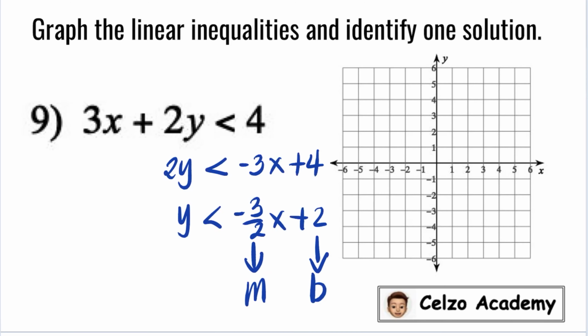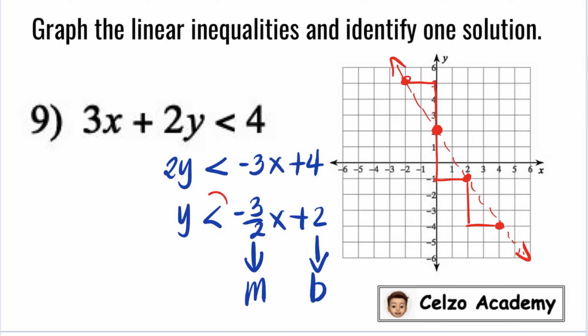Graphing this inequality, we will begin with the y-intercept 2. The slope is negative 3 over 2, which means we need to go 3 down and then 2 to the right. We can also go 3 up and then 2 to the left. Since it is less than, this means that we have a dashed line passing through these points. Are we shading upper half or lower half? We're shading the lower half because we have less than. So this is the graph of question number 9.